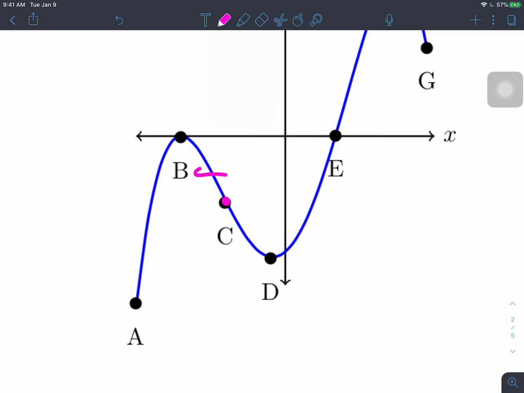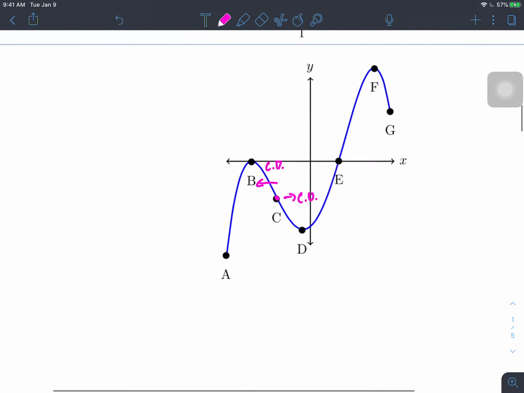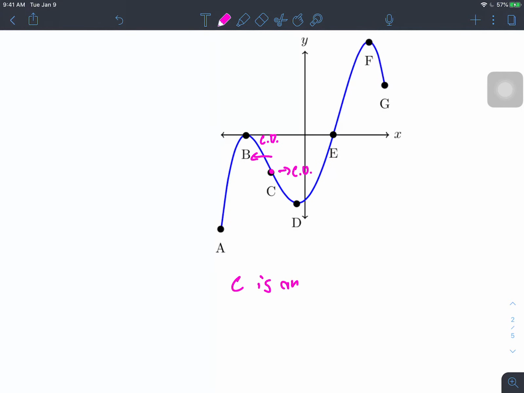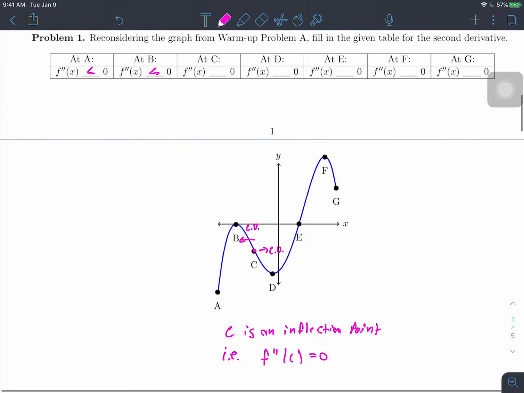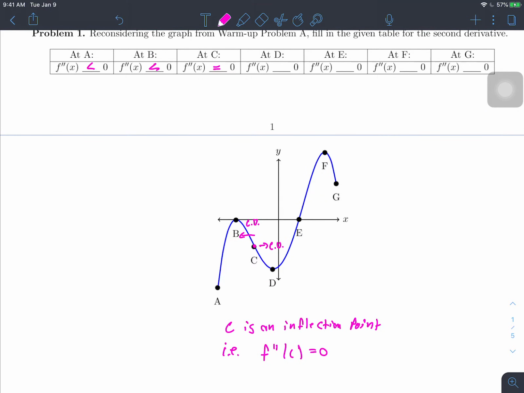To the left of C, we are concave down, and to the right of C, we are concave up. So that's telling us that C is an inflection point, i.e., f double prime of C is equal to 0, right? If we're less than 0 immediately before and greater than 0 immediately after, then we have to say that at that point we're actually equal to 0. So for this part, I'm going to say equals 0.